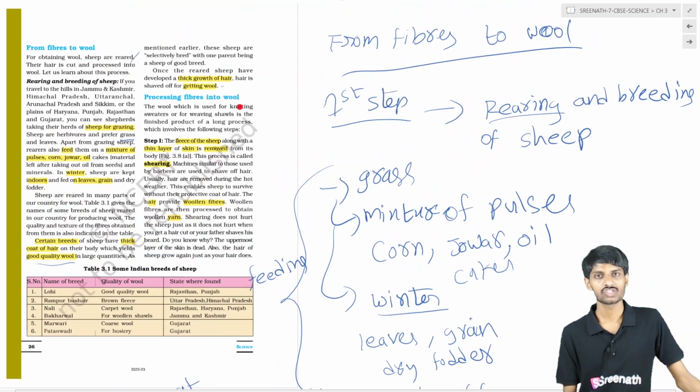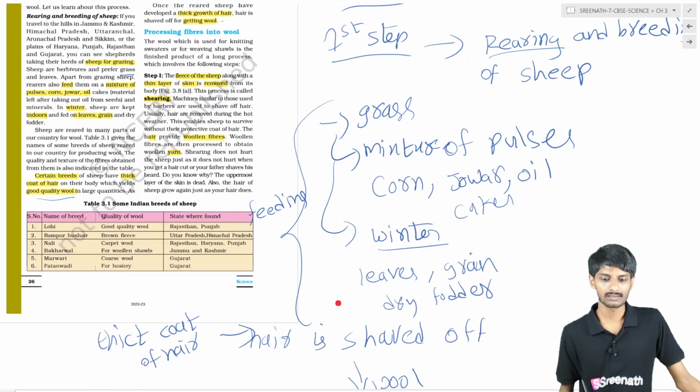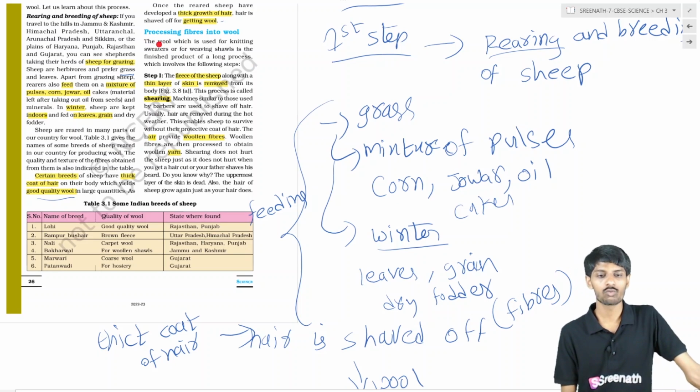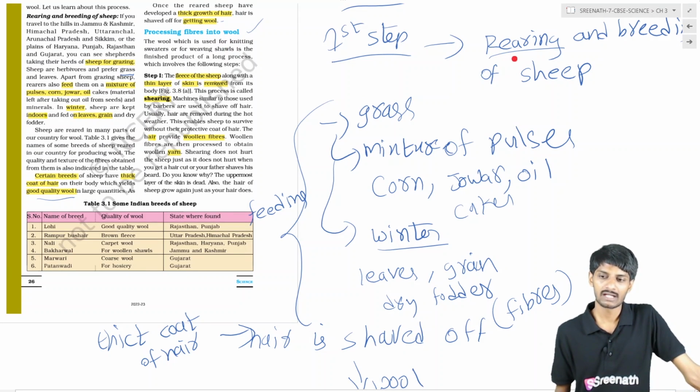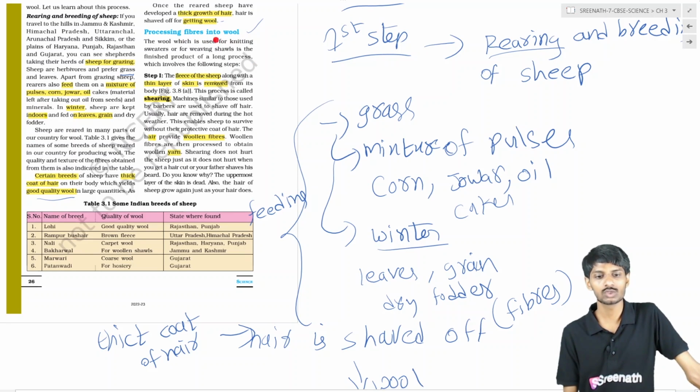Okay students, the next thing is processing fibers into wool. In this process we get the fibers, and then we process the fibers into wool. The final end product is wool. We have reared the sheep, bred them and fed them, and after that we have cut their hair, and finally we get the fiber. From that fiber we process it into wool.